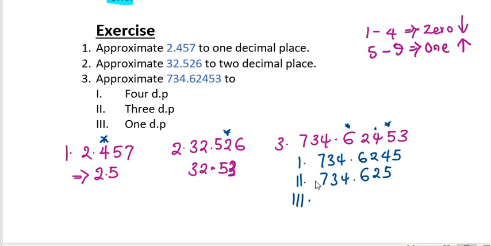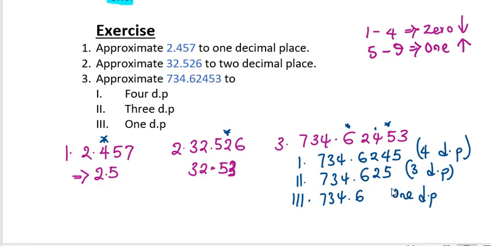They didn't ask us for 2. So approximate. We can just continue from here, or start from the beginning as well. Approximate 3. 3 is 0. 0 plus 5 is 5. Approximate 5. 5 is 1. 1 plus 4 is 5. Approximate 5. 5 is 1. 1 plus 2 is 3. Approximate 3. 3 is 0. 0 plus 6 is 6. So we have 734.6. So this is 1 dp, this one is 3 dp, and this one is 4 dp. So that's just it, and we are done.